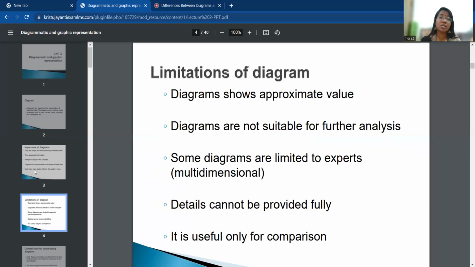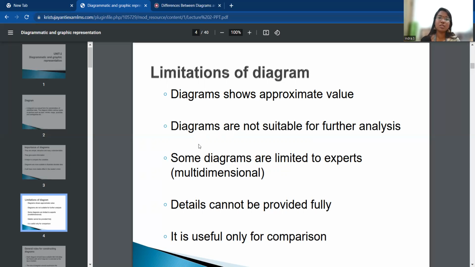Now, diagrams and graphs also have certain limitations, demerits or disadvantages. Now we'll see the different types of limitations involved. Diagrams will give us only an approximate value. It is not going to give me authenticated, accurate information. Approximately this could be the answer, or approximately this might be the answer. That is what it is trying to give us.